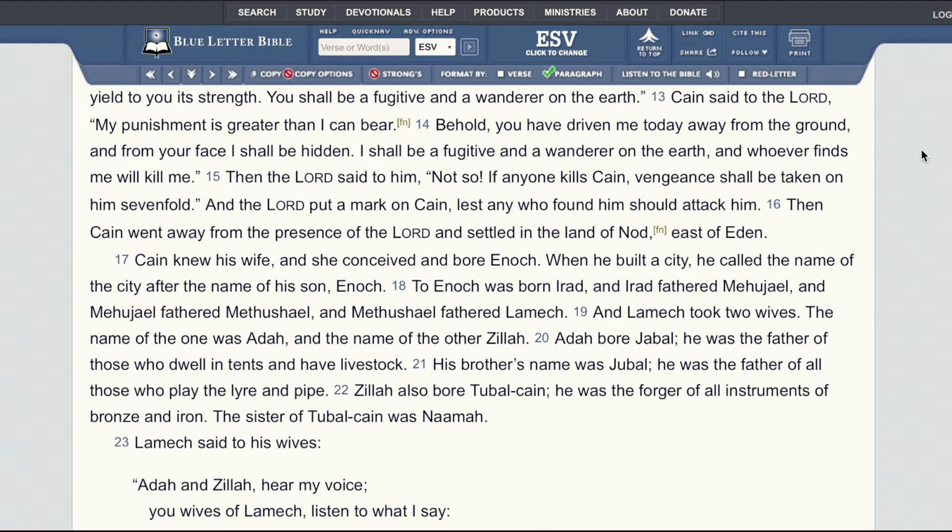Cain said to the Lord, "My punishment is greater than I can bear. Behold, you have driven me today away from the ground, and from your face I shall be hidden."